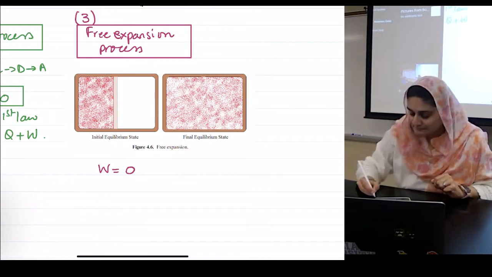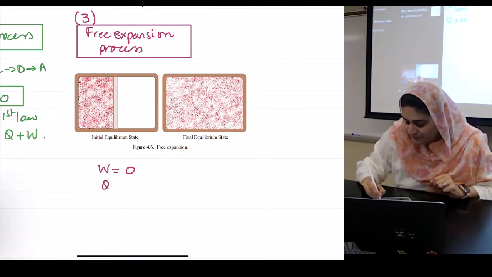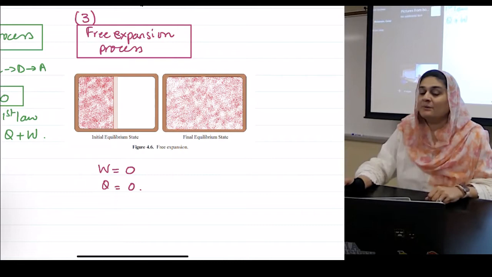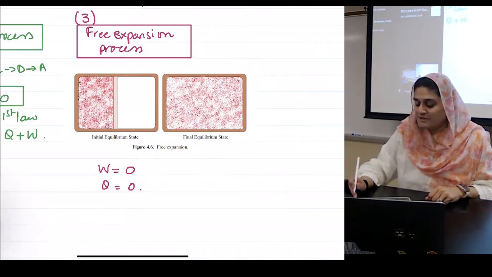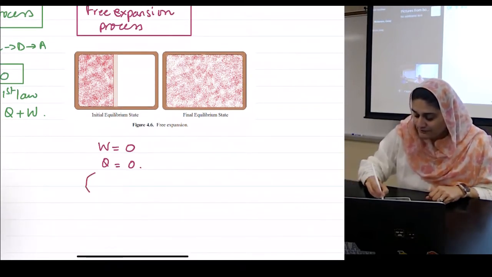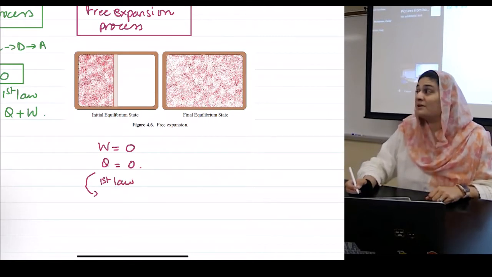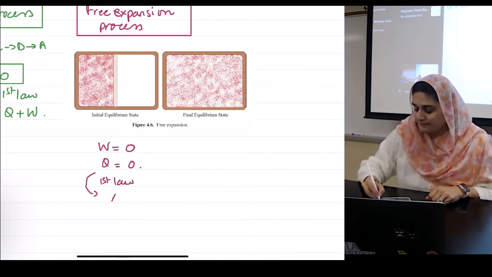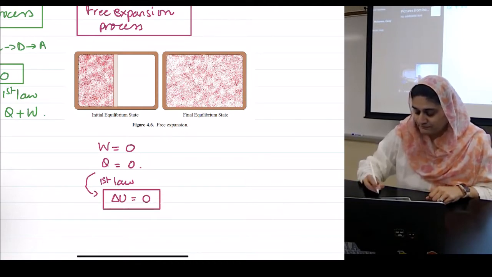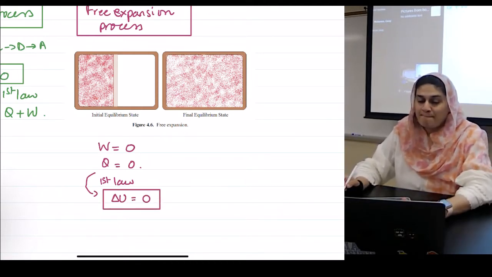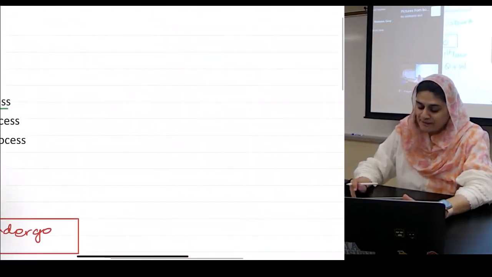And also, Q equals 0. No heat is added if it's a thermally isolated system, which means from the first law, if W is 0 and Q is 0, what should delta U be? 0. Whoa. Step 3 done.